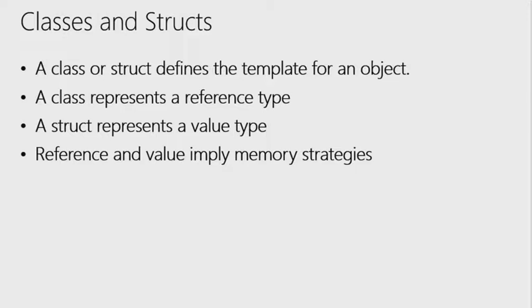Okay, so constructing complex types. We have two foundational ways of constructing a complex type. We have a class and a struct. They're not the same thing. That's why they're two separate words. It's interesting. So a class or struct defines the template for an object.